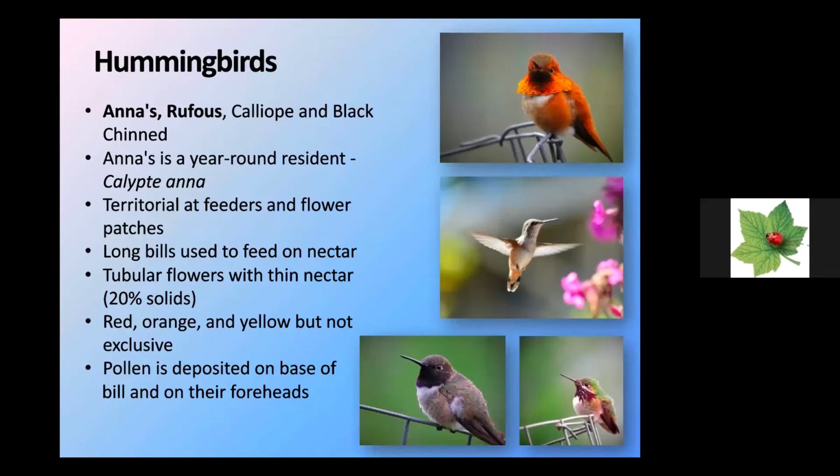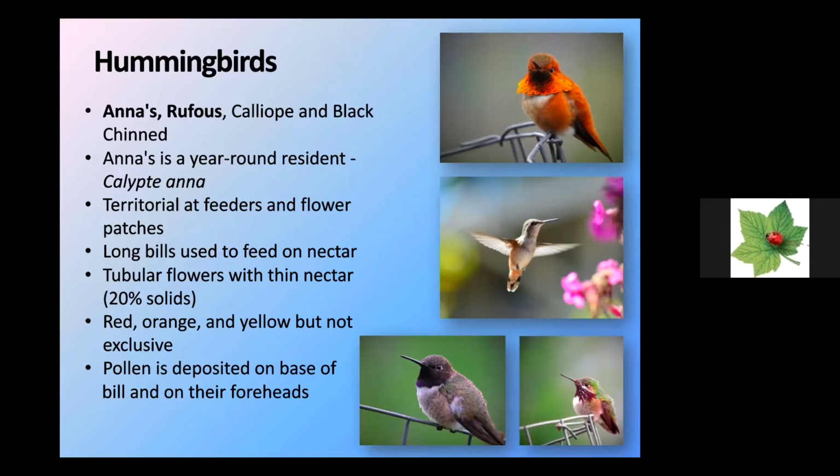The Annas is a year-round resident, so they do winter over here in the Northwest. They are very territorial at their feeders. So if you've ever had a hummingbird feeder out and you see one fly up and another one chase it away, a lot of times that can be the different hummingbirds protecting their little flower. They have very long bills to be able to get deep down into those tubular types of flowers.